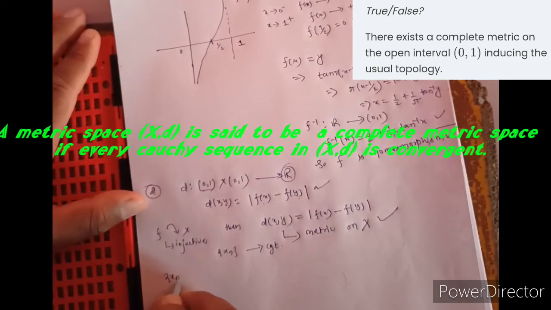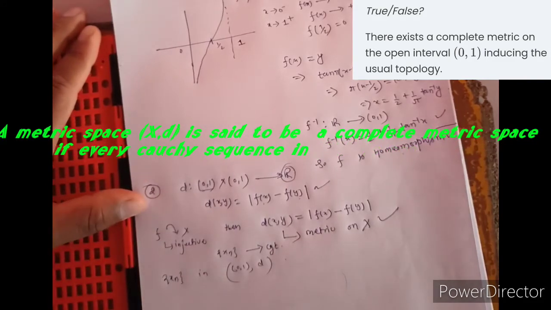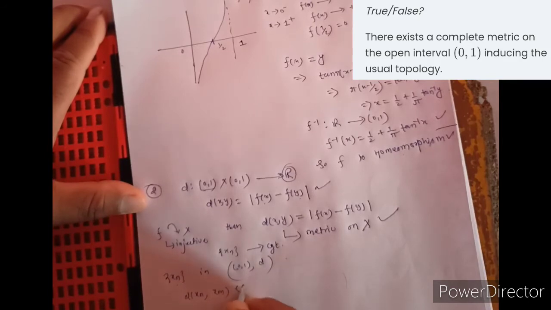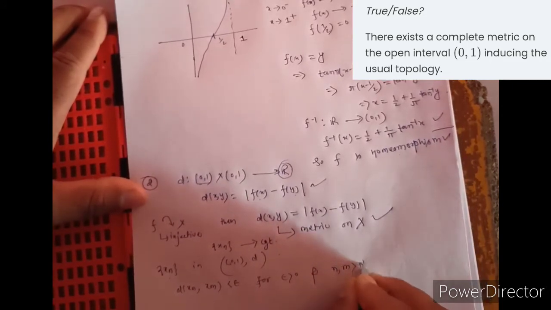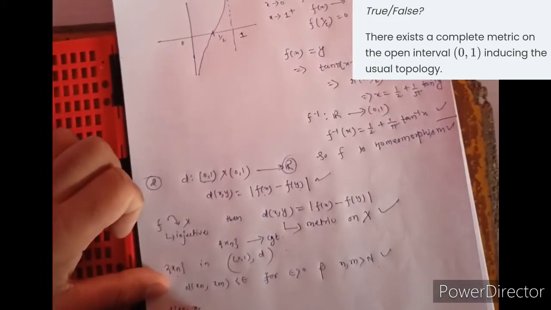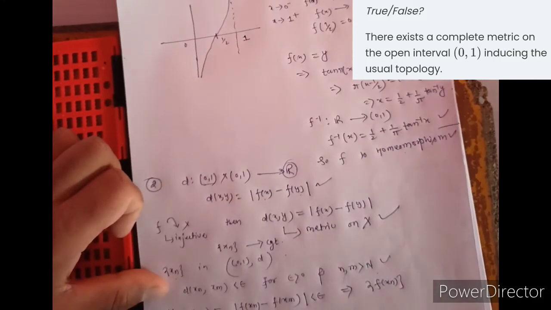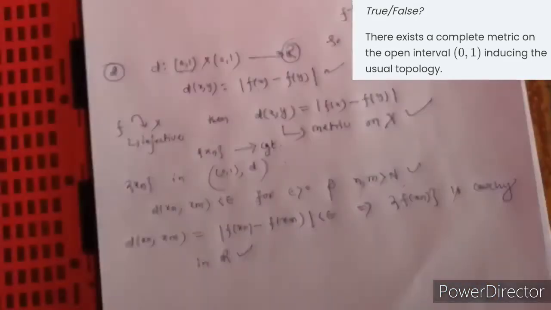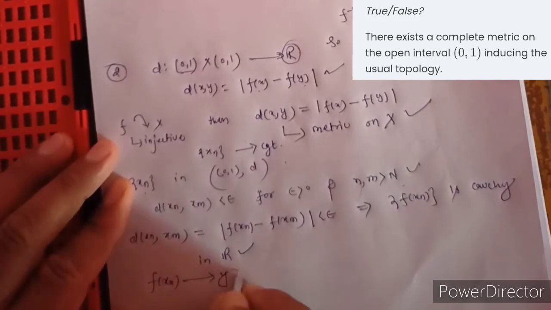So let's take an arbitrary Cauchy sequence x_n in the metric space ((0, 1), d). This is a Cauchy sequence, that means d(x_n, x_m) is less than epsilon for some epsilon greater than 0 and n, m greater than some integer N. Since d(x_n, x_m) is modulus of f(x_n) minus f(x_m), less than epsilon, this implies the sequence f(x_n) is Cauchy in R. And since R is a complete metric space, every Cauchy sequence is convergent. That means f(x_n) will converge to some point y in R.